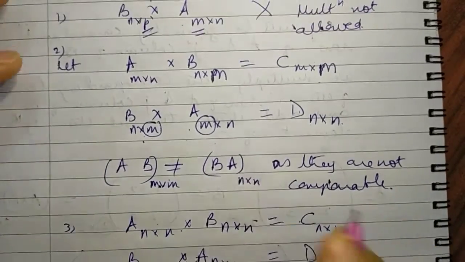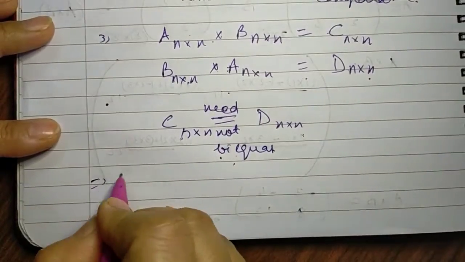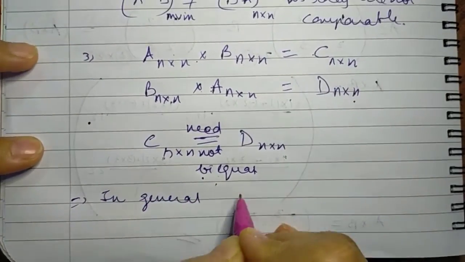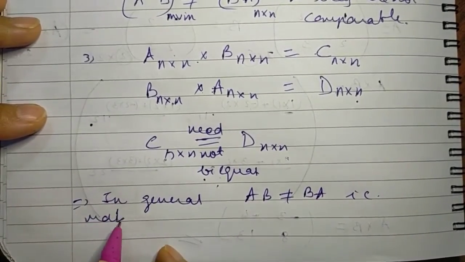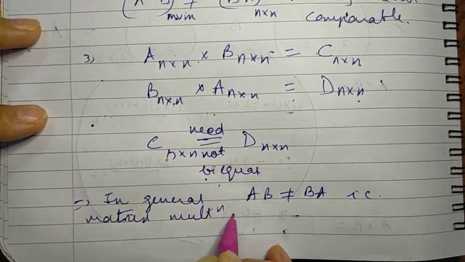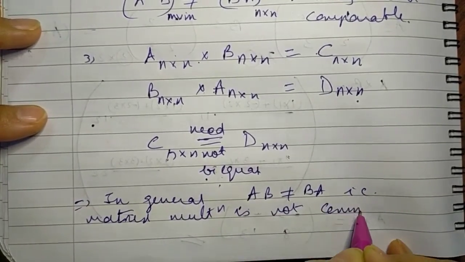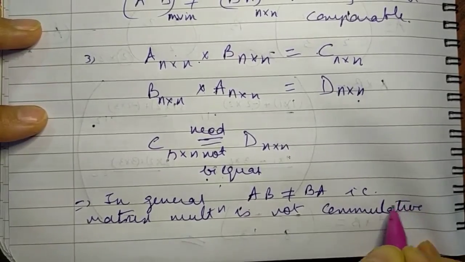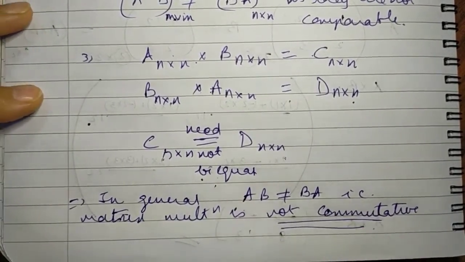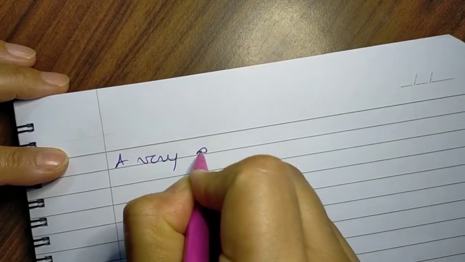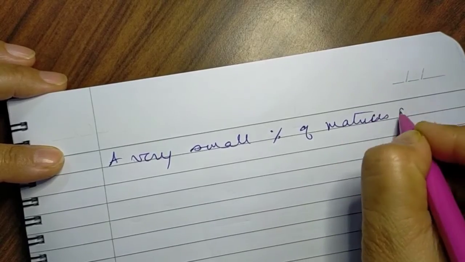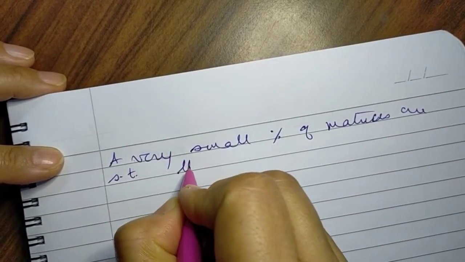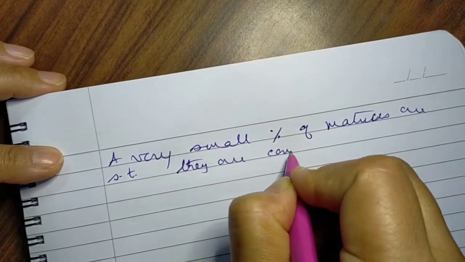And so in the majority of cases, in general, we'll say that AB is not equal to BA, that is, matrix multiplication is not commutative. It is not commutative, but we still have a very small percentage of matrices that are commutative.